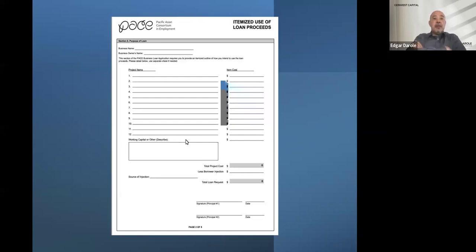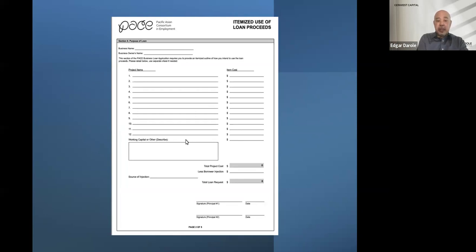The next form is Section 6 of PACE's loan application form. It's the purpose of the loan. This is important, especially with how you want your loan to be allocated. This is an allocation of your requested loan amount, so you can put it on project items. Below that, you can say marketing, item cost, $10,000. Equipment purchase, and then you put in the actual amount that you're requesting.